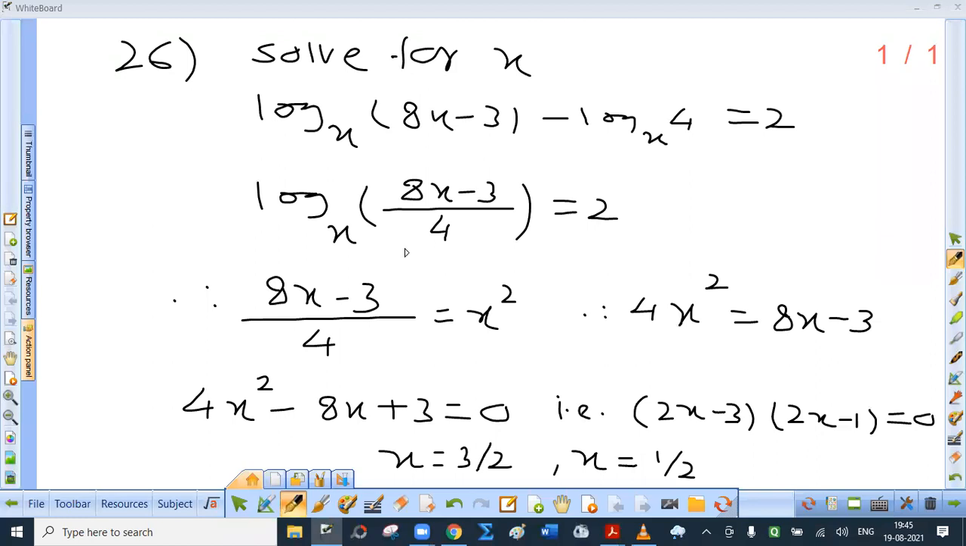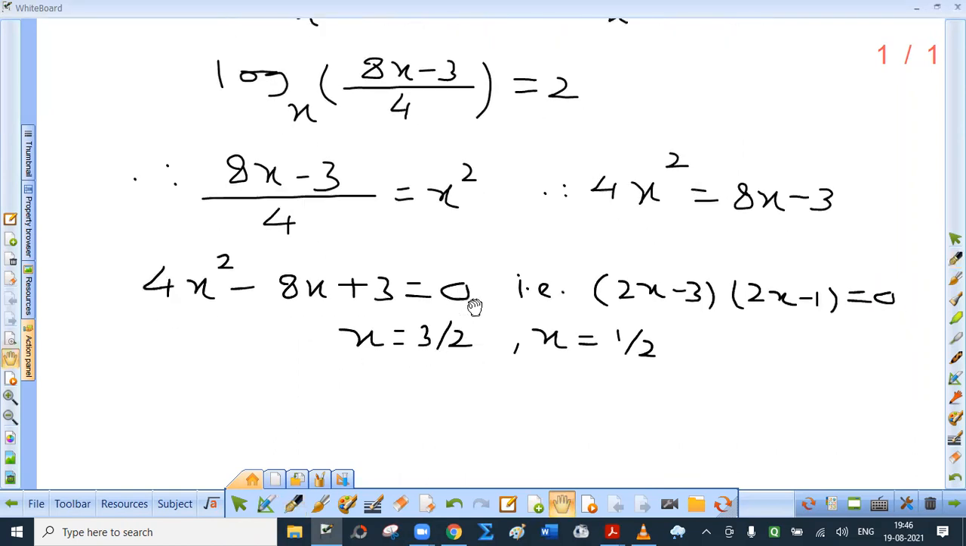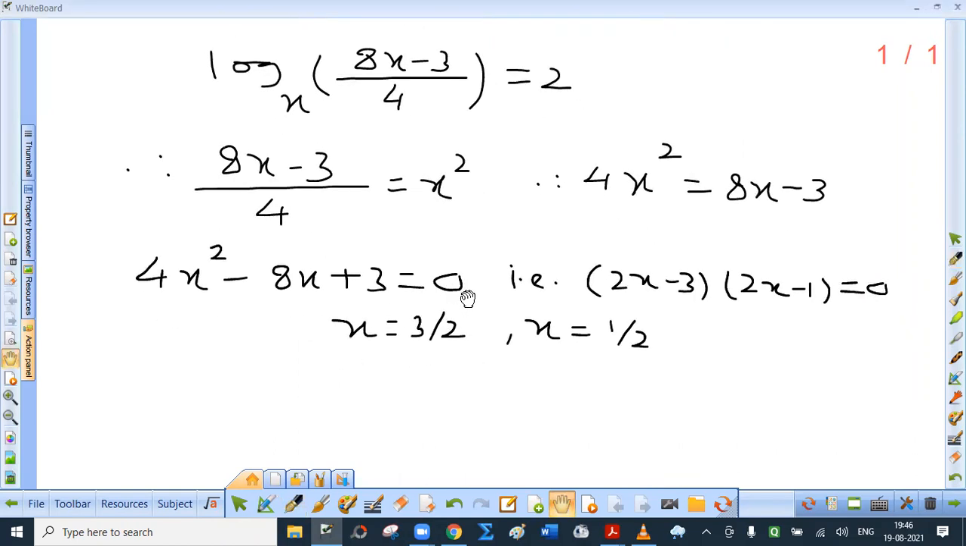So log m minus log n is log of m upon n. Now this is in logarithmic form. Write this in index form. So 8x minus 3 upon 4 is x square. Cross multiply, get a quadratic equation. Find the roots. If you want, you can split middle term minus 8x as minus 2x, minus 6x and so on. So you get these two factors. So x equal to 3 by 2, x is half. Now x is base. You have to be careful. Base should be greater than 0, not 1. So both the values are valid.